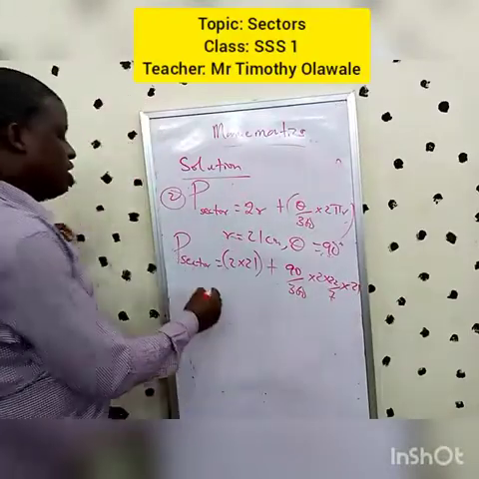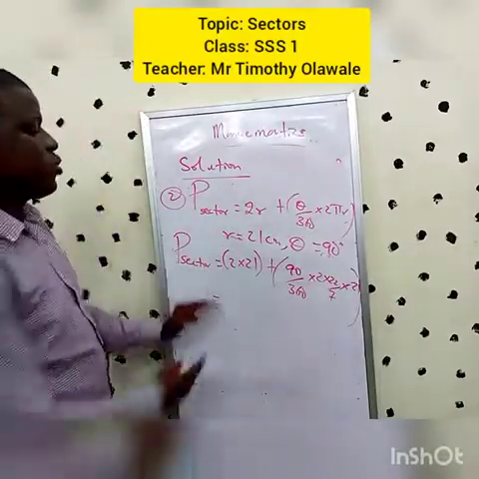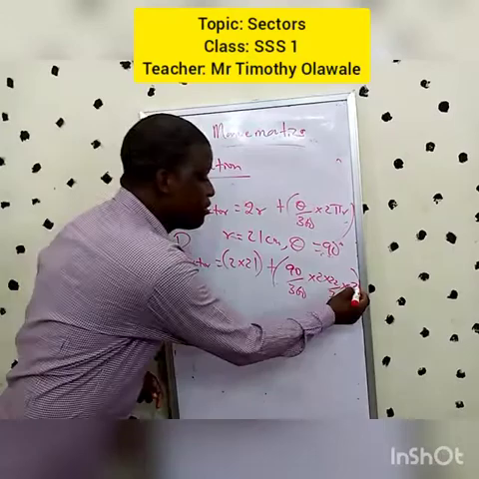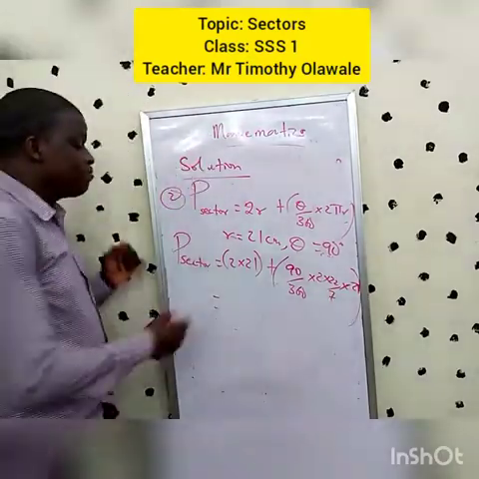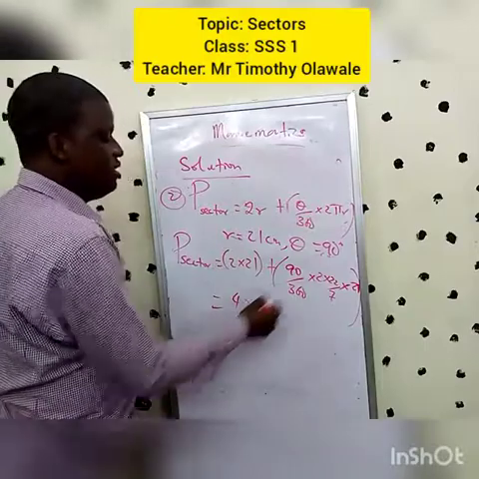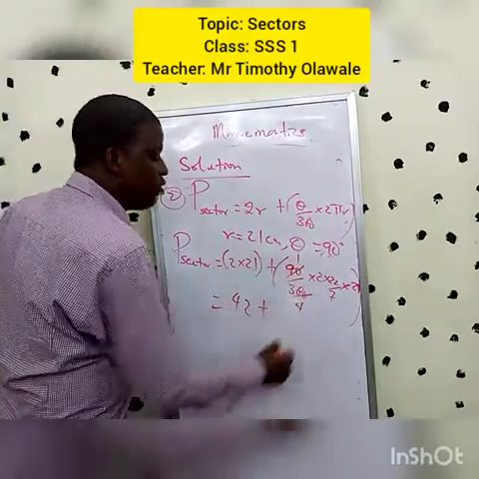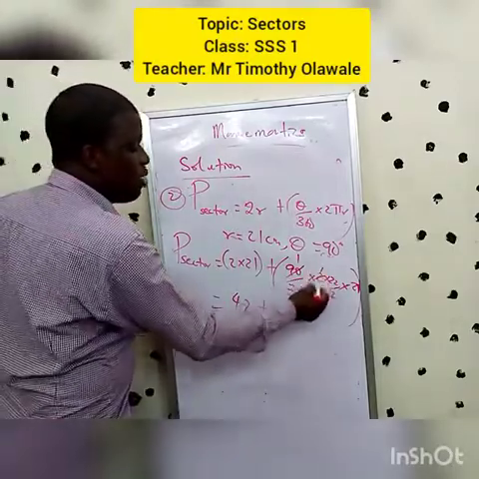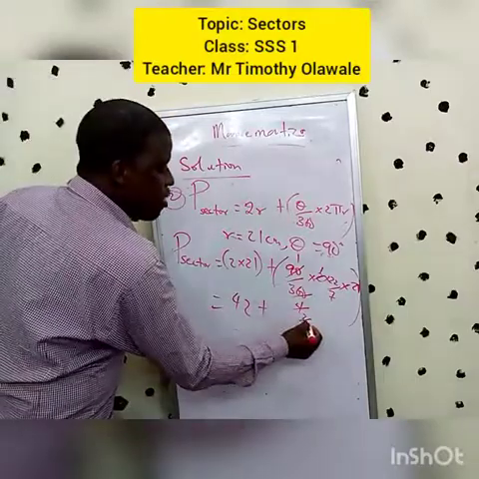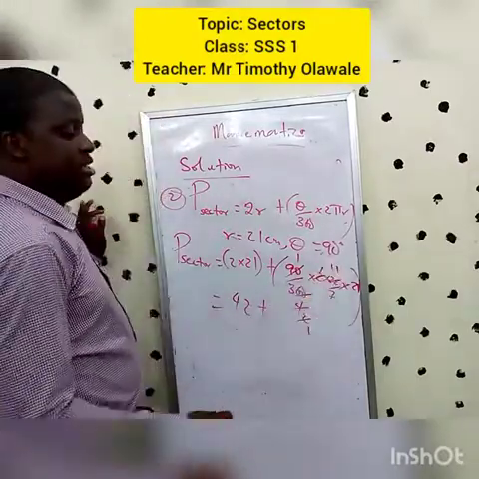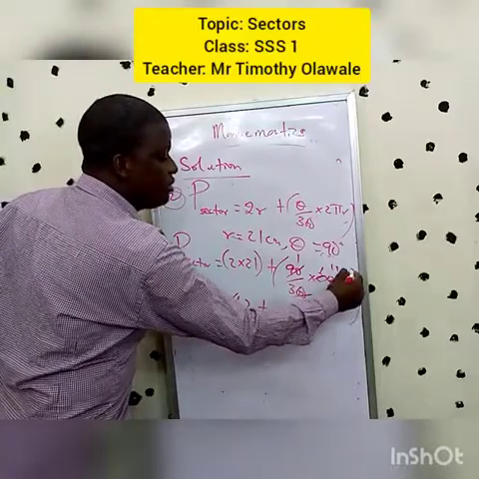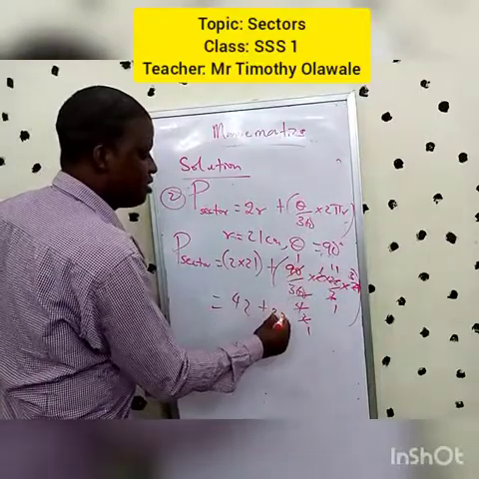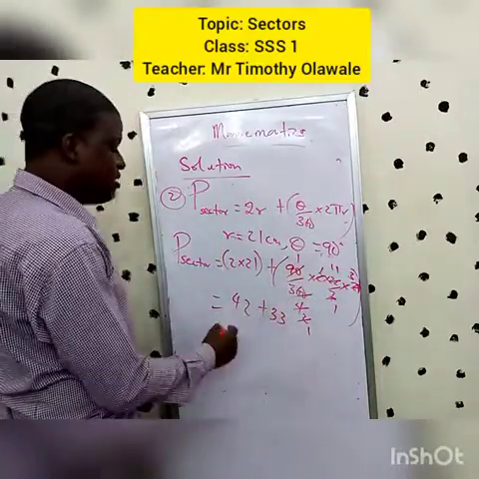Now you are taking it separately: 2 times 21 separately, and 90 over 360 times 2 times 22 over 7 times 21 separately. Please pay attention to that. Is that clear? All right, 2 times 21 is 42, plus 90 over 360 is 1 over 4. Now, I'm trying to see if I can solve it without using a calculator. 2 in 4, 2; 2 in 22, 11; 7 in 21, 3. So we have 42 plus 1 times 11, 11, 11 times 3, 33. So we have 42 plus 33 is 75.